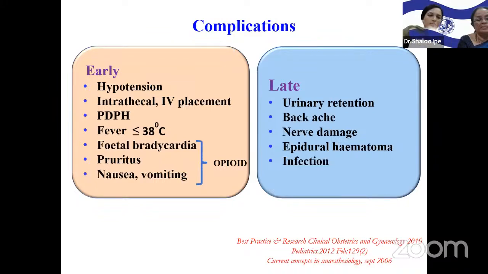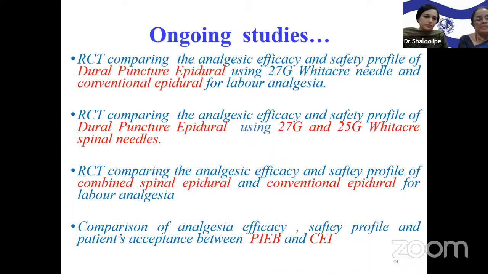Opioid-related fetal bradycardia, pruritus, nausea, and vomiting may occur. In our labor suite, patients are only allowed out after they have passed urine. Backache may be transient, which spontaneously resolves. Nerve damage is seen in less than 5% of patients. Epidural hematoma and infections are rare occurrences.